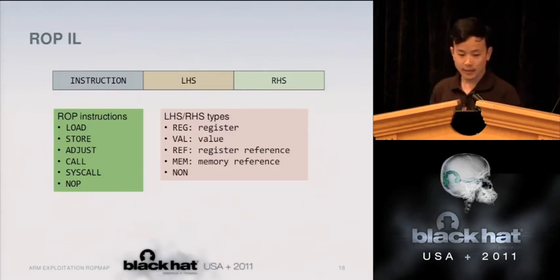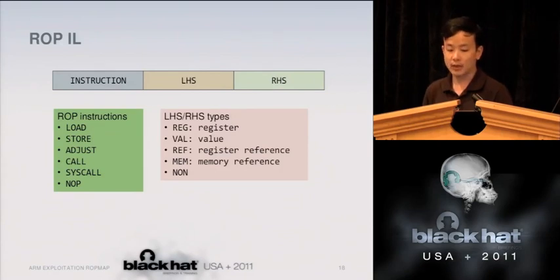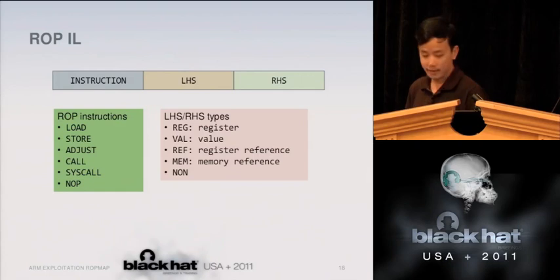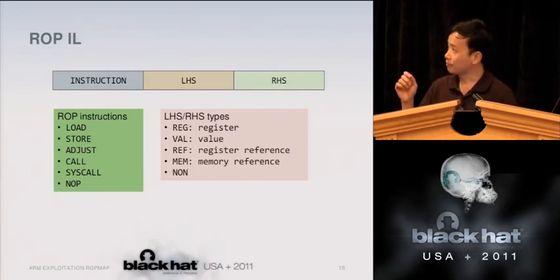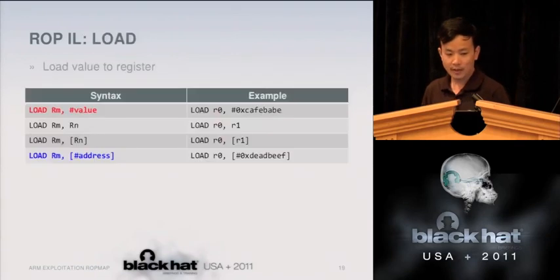And for the left-hand side and right-hand side data types, we have 4 types. It's the register, constant value, memory reference by a register, and memory reference by an address. That's all. So I will show some use of the instructions in detail.